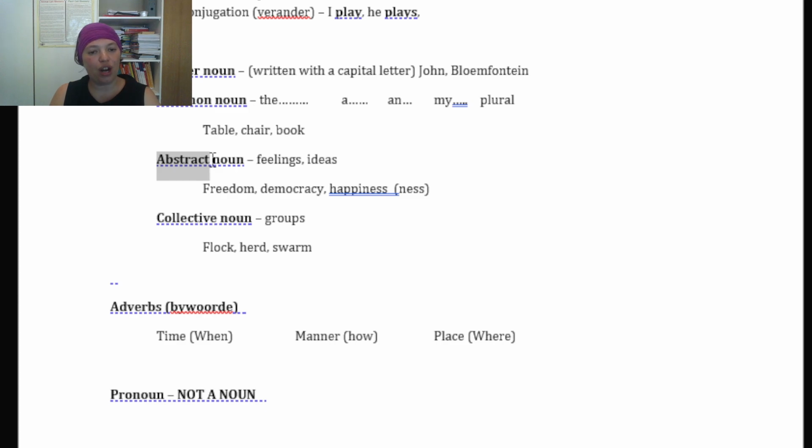The word abstract basically means it's something that you can't touch. So we can still say my happiness, you can't put it into plural, and can you say the happiness? You possibly can. We can say the democracy of South Africa, or we can say my freedom. So these are also nouns, but they're abstract because we can't touch them.